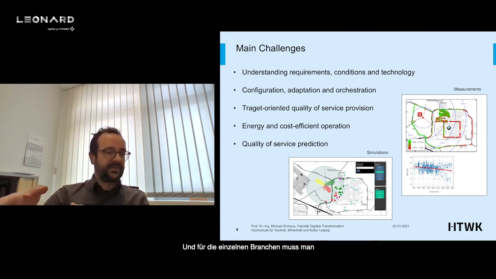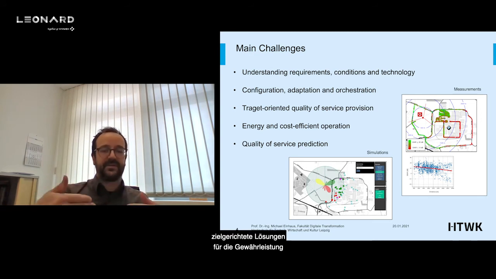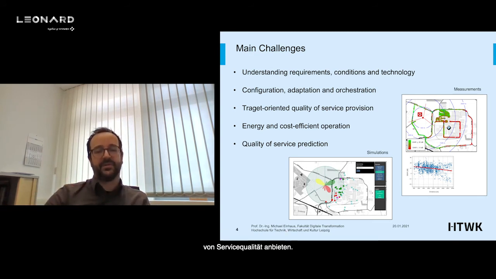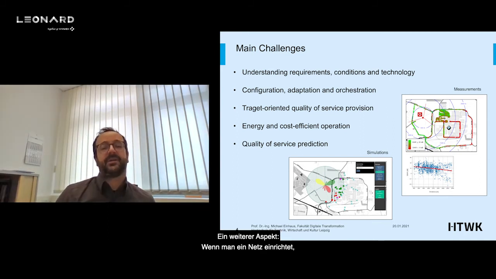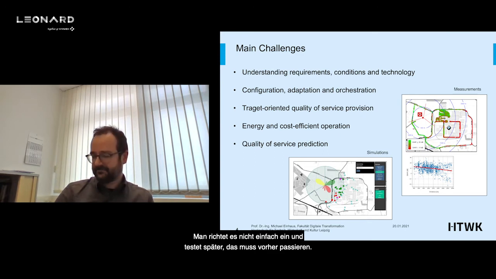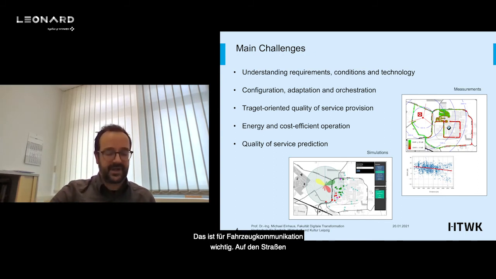And for the specific industries, you have to provide target-oriented solutions for the provision of quality of service. A further aspect is that when you set up a network, either a campus network, which is locally restricted, or more like a cellular network or part of a cellular network, you have to perform quality of service predictions. Because you will not just set it up and then test it. I mean, you have to do some evaluations in advance. You want to provide, for example, for the car industry, car-to-car communications. When you have streets, you need predictions of where it's critical and where it's working fine.